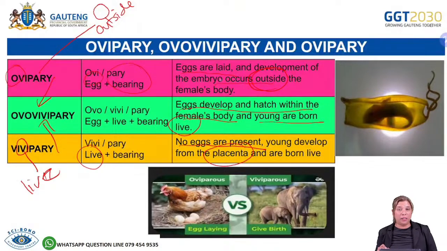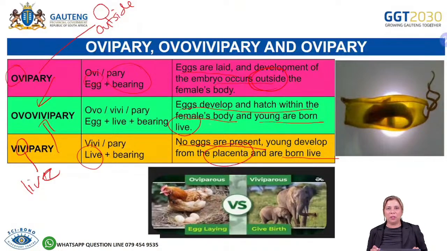Then you got vivipary, they are born. No eggs are present, the young develop from the placenta and are born alive. And then you have a combination of the two, where the eggs develop and hatch within the female's body and they are born alive. Now, when you look at ovipary, don't always assume that it's going to be like a chicken egg. It's not always the case.